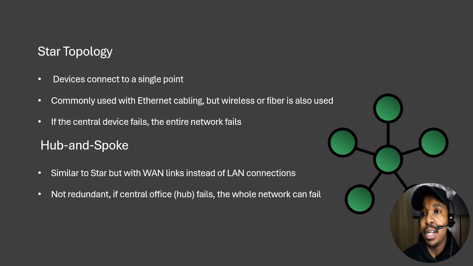And then similarly to the star topology, there is the hub and spoke. It's similar to a star topology, but with WAN links instead of LAN connections. It's also not redundant. If the central office, which is the hub, fails, the whole network can fail.